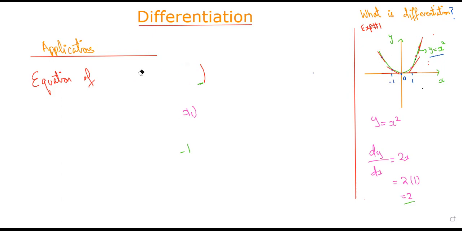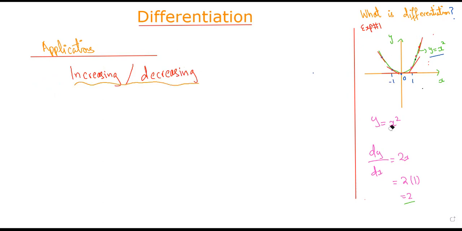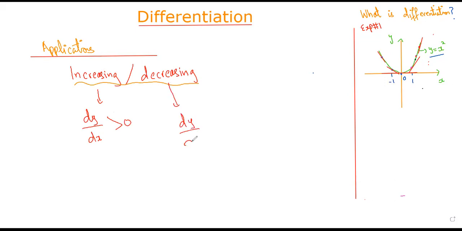So how do we do it? Increasing/decreasing functions. In order to understand this, just know that the derivative for this part, dy by dx, would be greater than 0, and at this point, dy by dx would be less than 0. So this is how we define if a function is increasing or decreasing. The derivative should be greater than 0 at that specific point, or it should be less than 0 for decreasing.